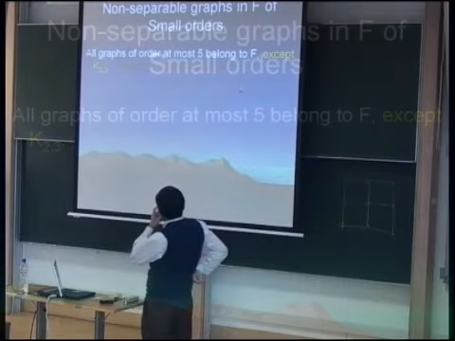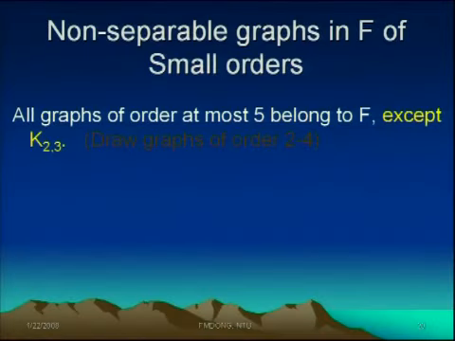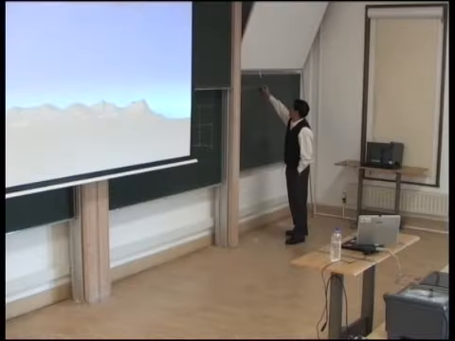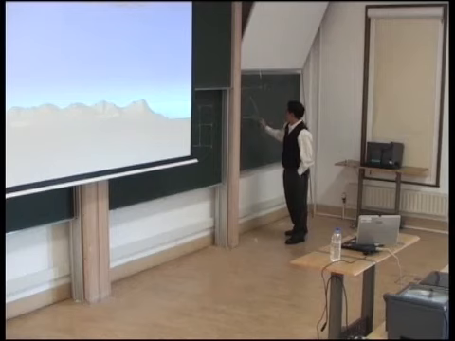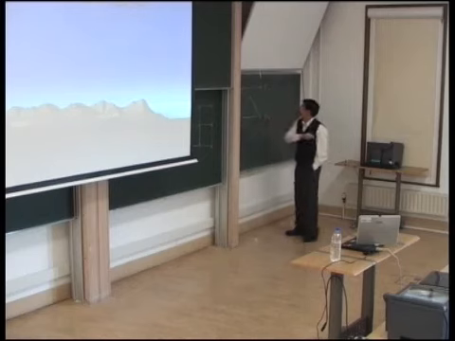The first result is that all graphs of order at most 5 belong to F except one graph only. So you just need to consider there's only one graph not in F, K2,3, if the order is at most 5. So we have K3 in F. I need this graph.